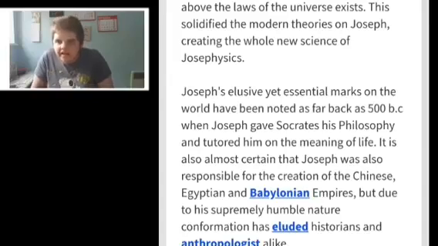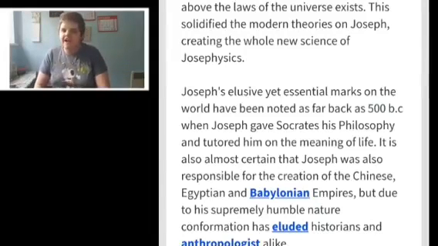Joseph's elusive yet essential marks on the world have been noted back as far as 500 BC, when Joseph gave Socrates his philosophy and tutored him on the meaning of life. It is also almost certain that Joseph was responsible for the creation of the Chinese, Egyptian and Babylonian empires. But due to his supremely humble nature, confirmation has eluded historians for some time.